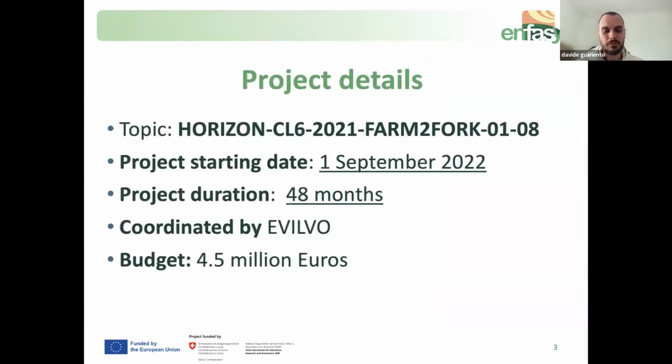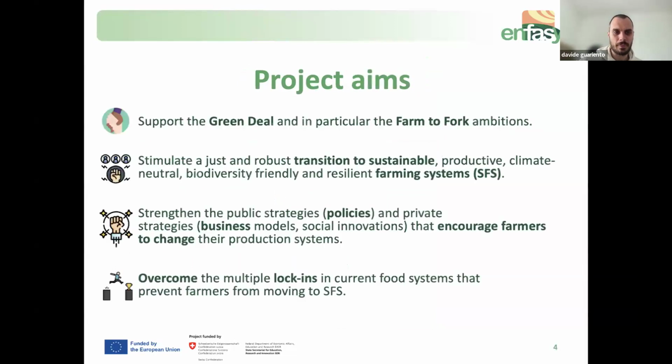As I said, very few details about the project. The project was funded under the topic Horizon CL6 2021 Farm to Fork 0108. It started on the 1st of September 2022. So we are now about a year and a half in the project. The project duration is 4 years, and it's coordinated by ILVO, a research institute from Belgium. And the budget is 4.5 million euros.